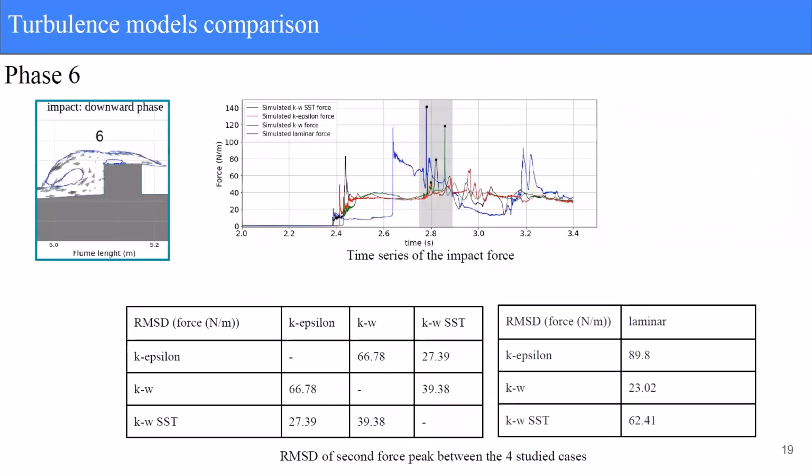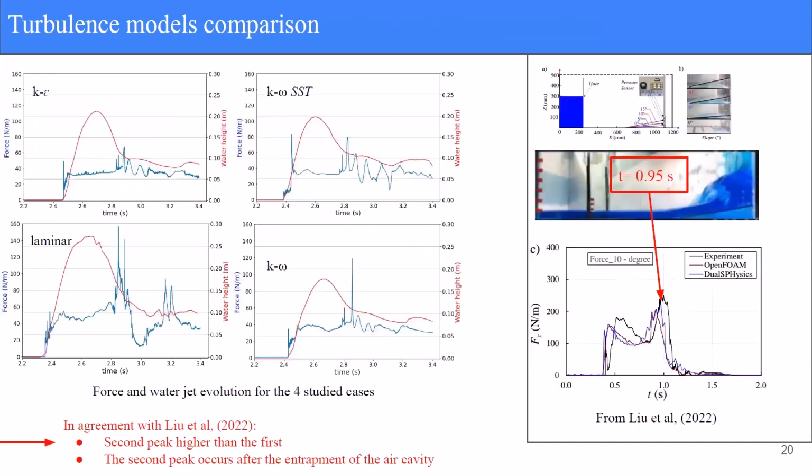So now in the downward phase of impact, we found that there are big discrepancies between these peaks. For example, between K epsilon and K omega, we found a 67 Newton per meter discrepancy, a big discrepancy between K epsilon and K omega SST also, and it's also the case for the laminar one when confronted to the turbulence models.